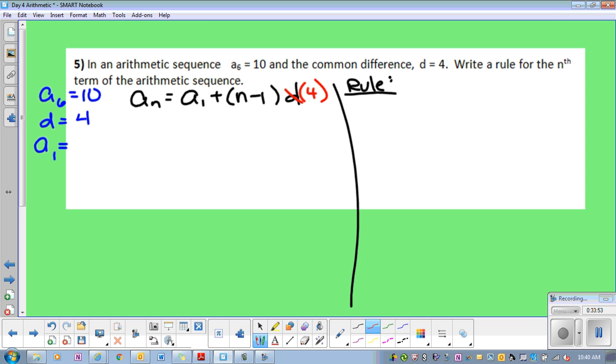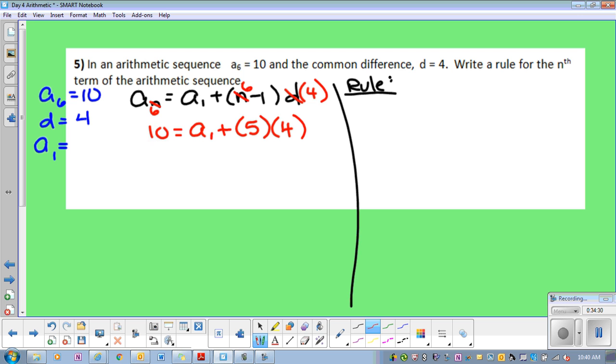What else did they tell you? What is n? Is 6. Yup, 6. So if that little n is 6, then this big N is also 6, right? Based on what they gave us. But then if a sub 6 is actually 10, instead of having a sub 6 here, I need to write 10, right? Plus 6 minus 1 is 5 times 4.